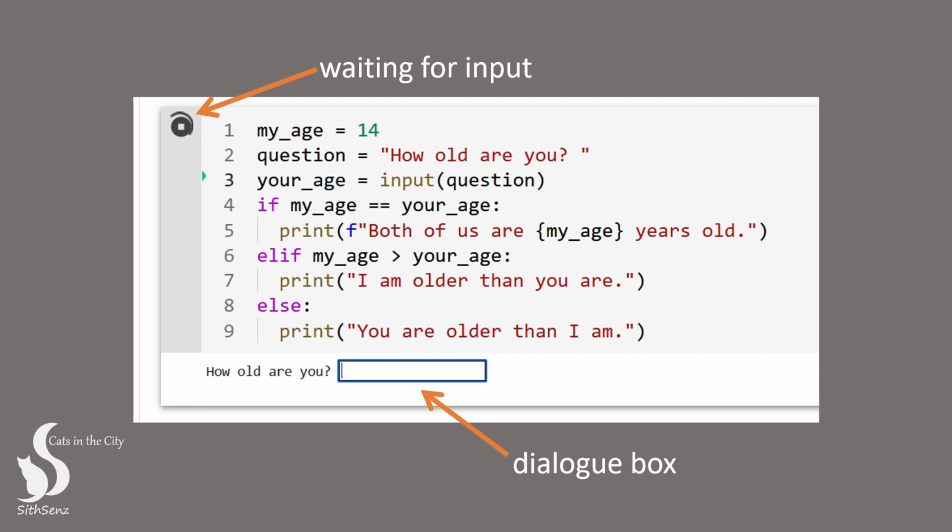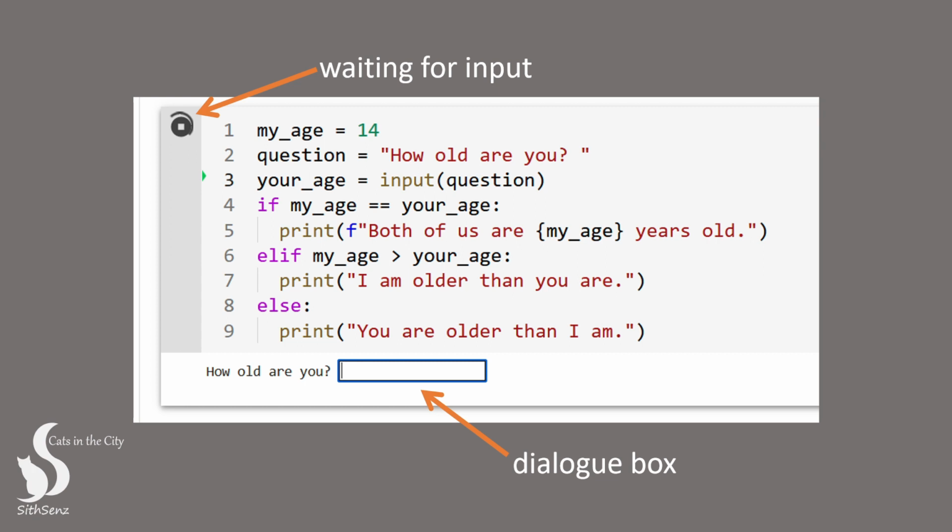My age is 14. Question is, how old are you? The variable your age is assigned the value from the user's input. Next we'll check if my age is equal to your age, print, f string, both of us are my age years old. Else if my age is greater than your age, print, I am older than you are. Else, you are older than I am.